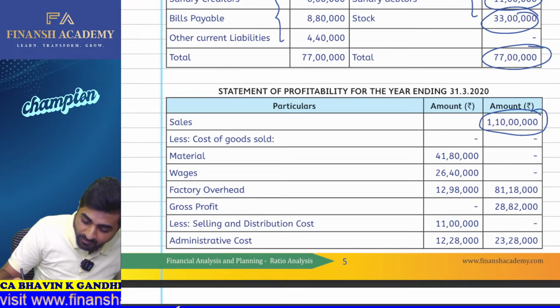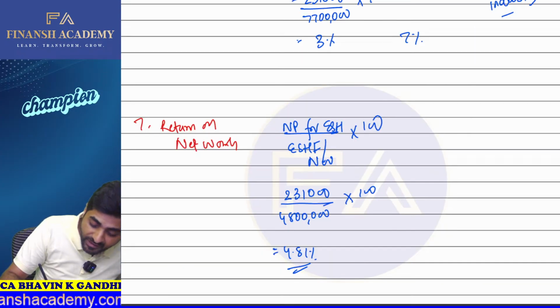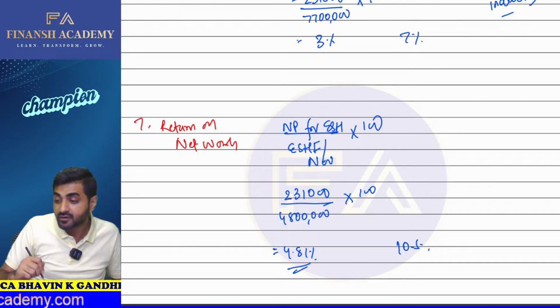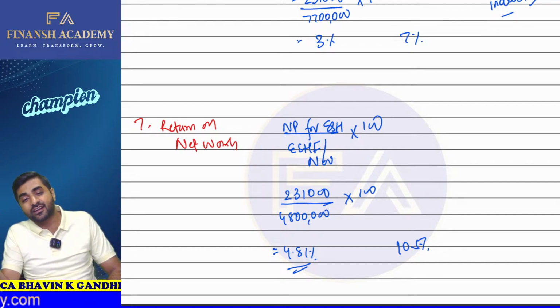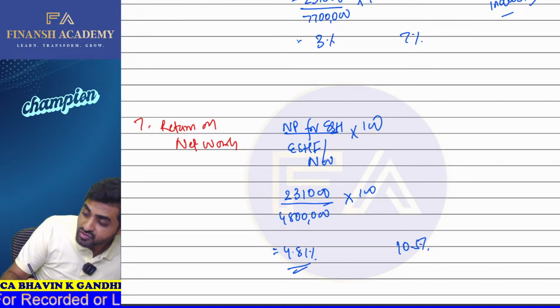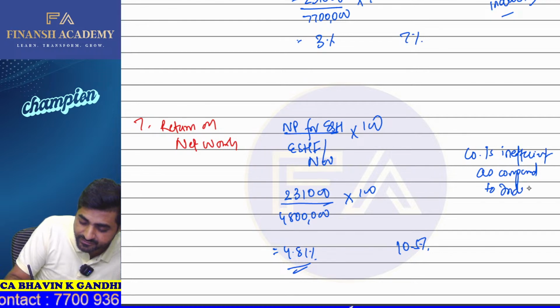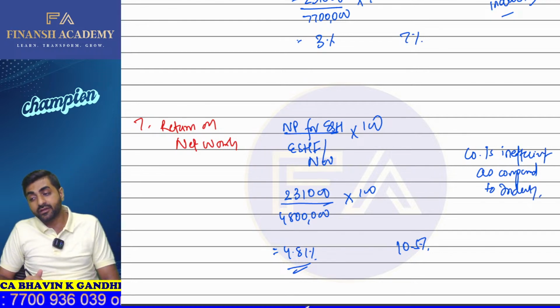Let's check about the company. The industry has a very handsome 10.5% return on net worth. So what is going to be your conclusion, guys? The conclusion here is that the company's efficiency is bad as compared to the industry. So we can just write down here: company is inefficient as compared to industry.